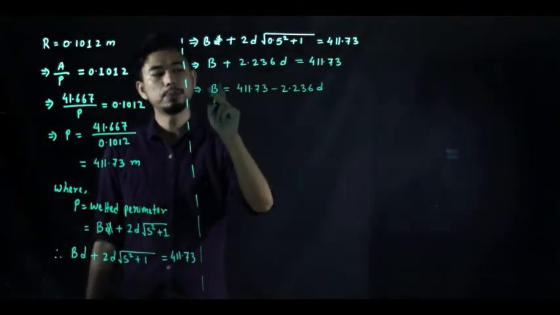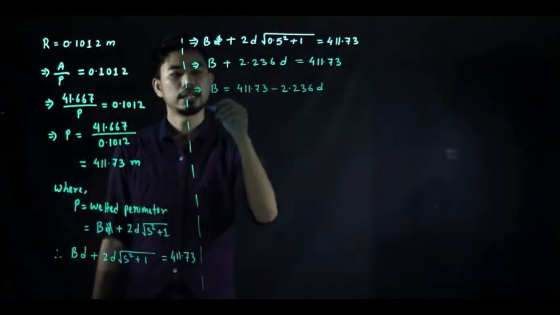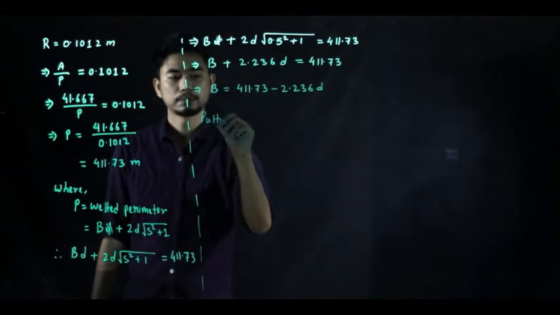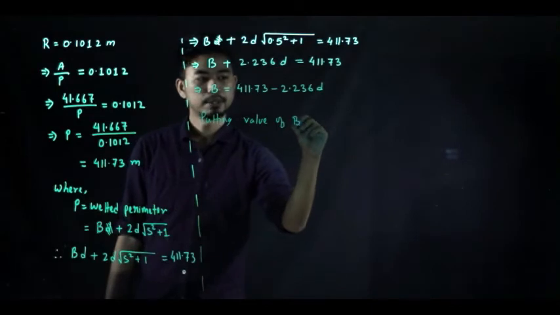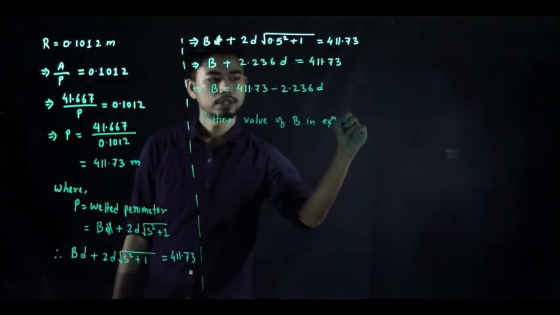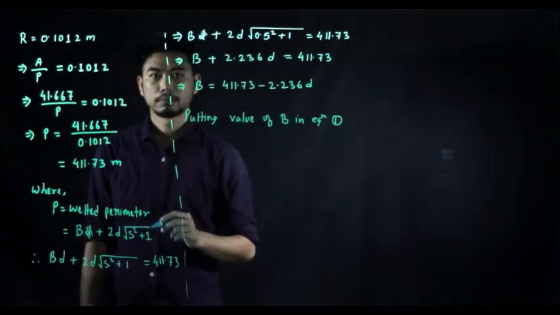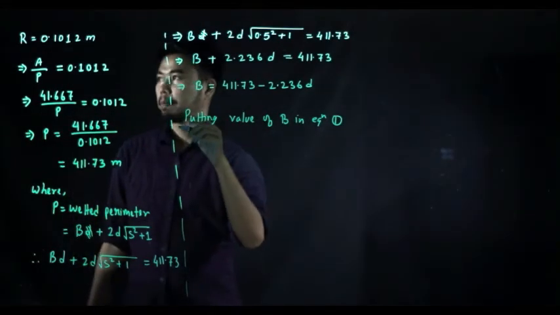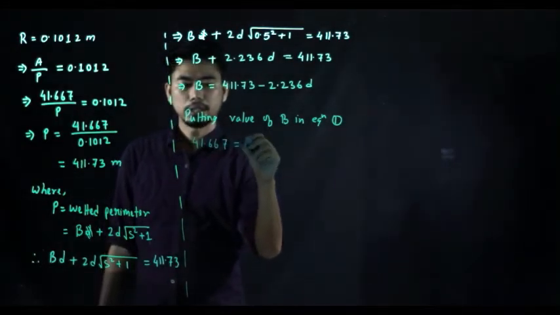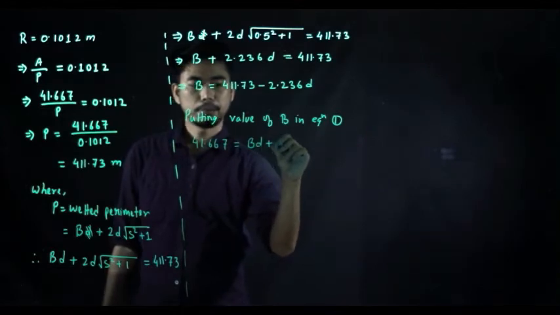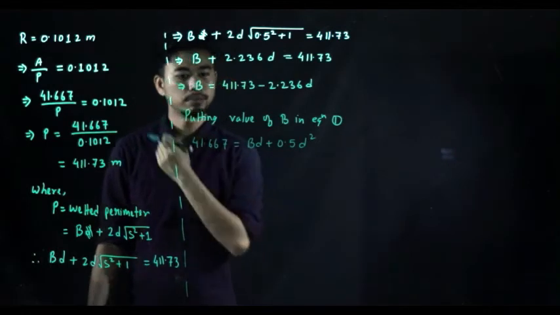Now this B value we will put back in equation number 1, where we have already related with the cross-sectional area A. So write down: putting value of capital B in equation 1. So what was our equation 1? You write down the equation 1. It was 41.667 is equal to BD plus 0.5 D square, isn't it? This is from equation number 1.